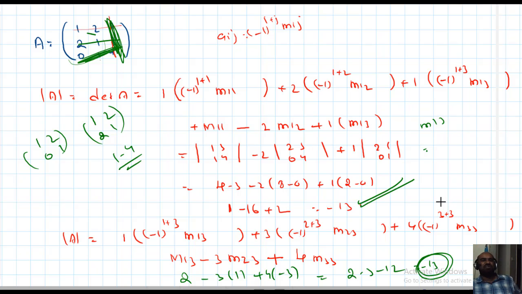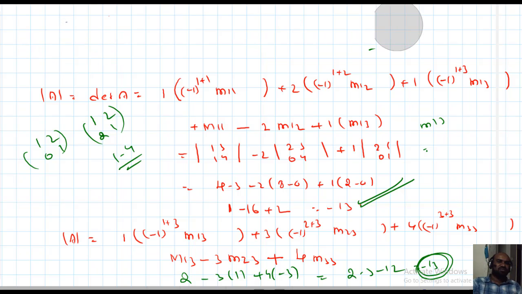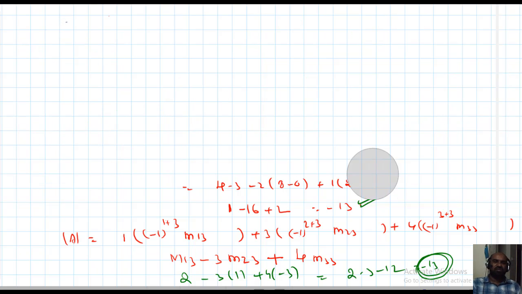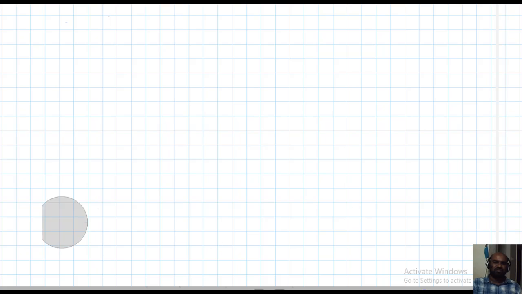This is the interesting thing. Any row or any column you can choose. That is important. If a row A, B, C is taken, then A into its cofactor plus B into its cofactor plus C into its cofactor gives the determinant of that matrix. Especially here we are using a 3 by 3 matrix. Any row, any column you can use.